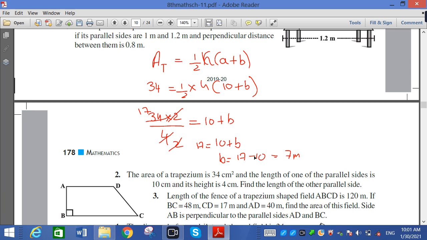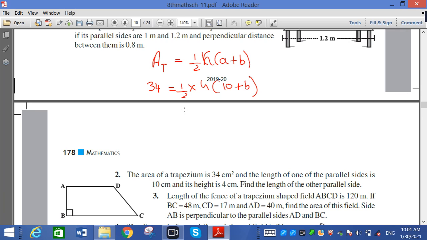Again I explain what is important: we have to put the values. 34 is equal to 1 by 2 h into a plus b. h is the height, 4, one side is 10, we have to find the other side. So 34 into 2, that is 68, divided by 4, we get the answer 17. So 17 minus 10, that is 7. That way we get the answer.